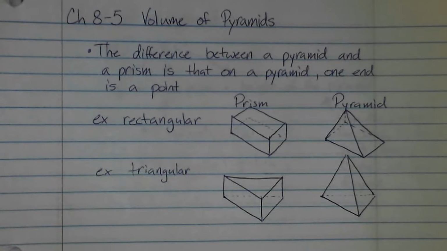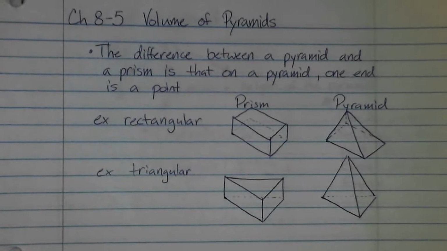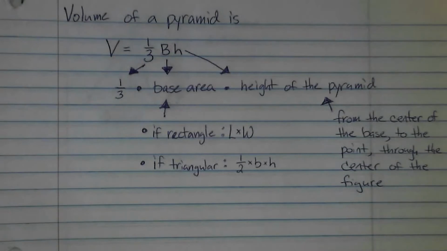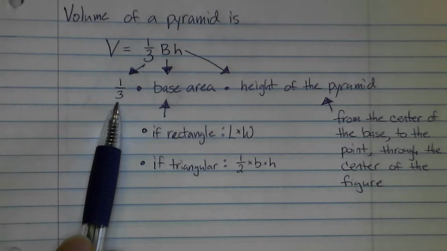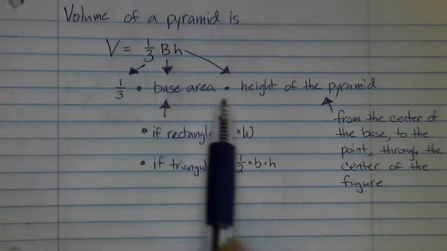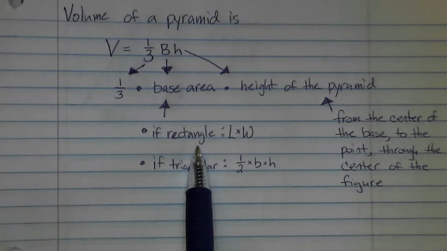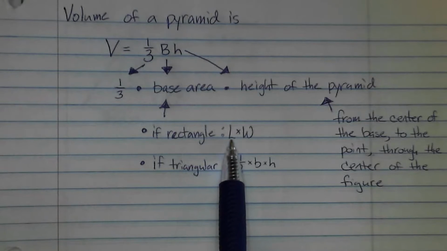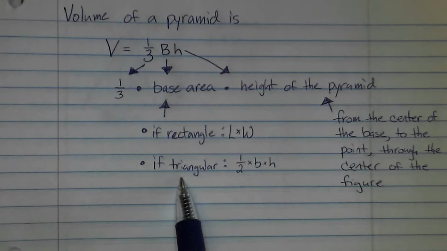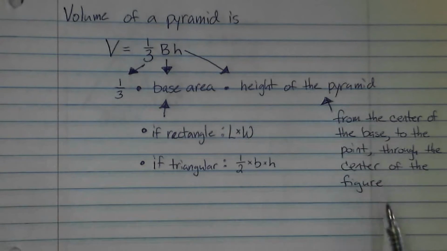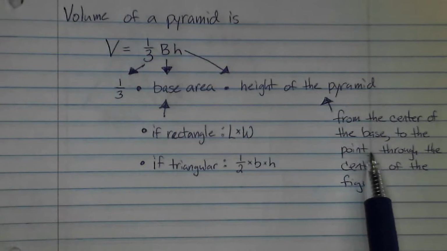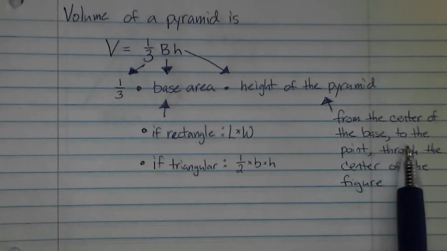So now that we know the difference between a rectangular and triangular prism and pyramid, let's take a look at the volume of the pyramids. Our formula for volume of a pyramid is V equals 1/3 BH. 1/3 is just the fraction 1/3. The B stands for the base area. So if we have a rectangular pyramid, the base is going to be a rectangle, and the formula for the area of that is length times width. If we have a triangular pyramid, the base is a triangle, and the formula is half times base of the triangle times height of the triangle. H is the height of the pyramid, and when I say height of the pyramid, it's the height that goes from the base all the way straight through it to the very top of the point.